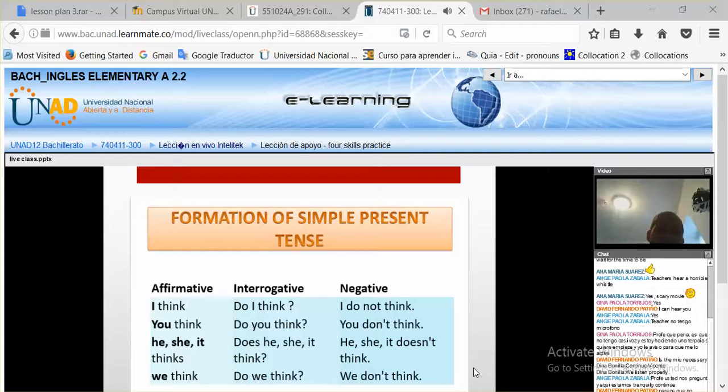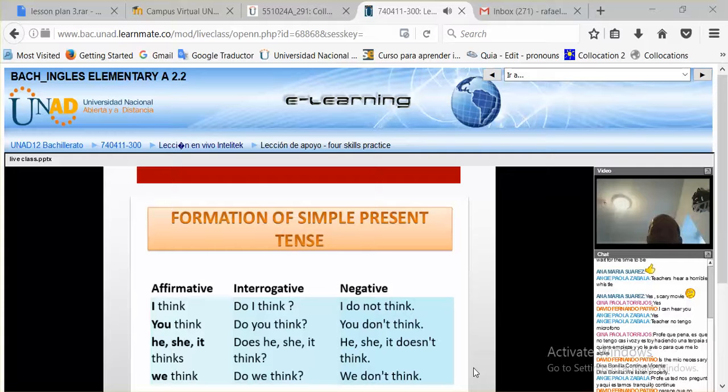So in the example, you see, do I think? Do you think? Does she think? Does he think? Does it think? So you have to write the auxiliary, but the verb goes in its base form. You don't have to add es at the end of the verb, because the auxiliary changed the form of the verb. Do we think? And as you can see here, the negative form is only to add the negative to the auxiliary. I do not think, you don't think, he, she, it doesn't think, we don't think.